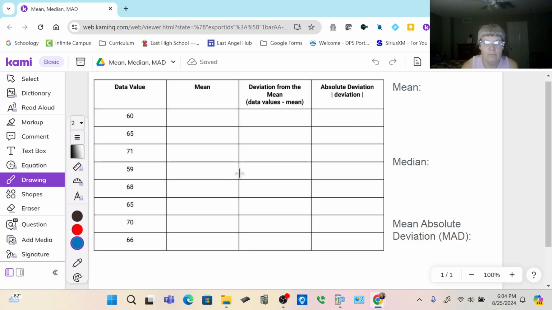So to find the mean, it just means average. You probably remember learning how to find an average. Well, the statistical term for it is mean, and that's when you add up your set of numbers and divide by the number of numbers.